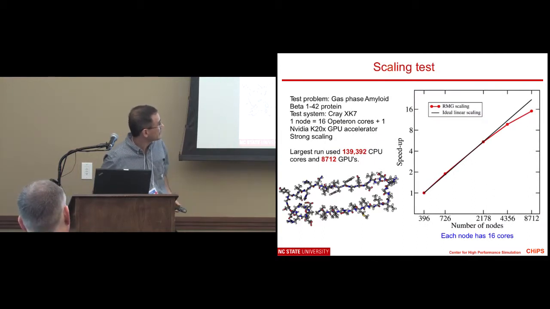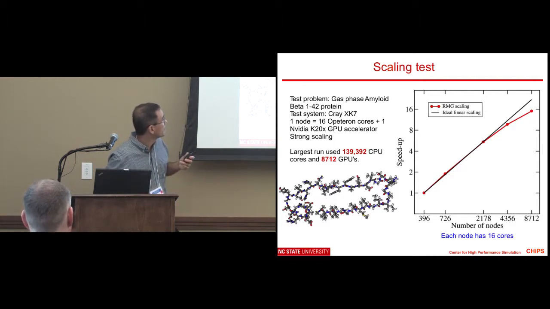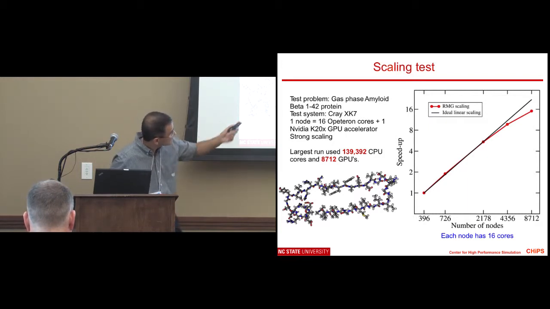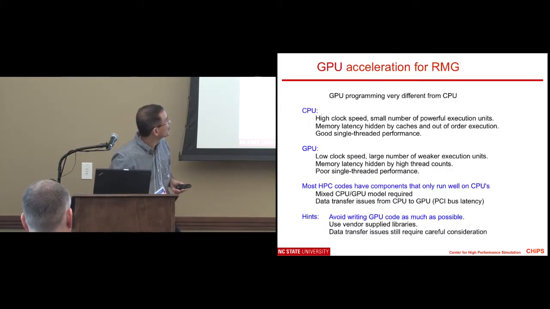Okay. And that's the scaling diagram I showed earlier and some results. This problem was a gas phase amyloid beta protein. Amyloid beta proteins play some role in Alzheimer's disease. And it's a pretty large calculation for a quantum calculation. This particular run used 8,712 GPUs and 139,392 CPU cores. And as I showed earlier, reasonable scaling with some tail off at the high end.